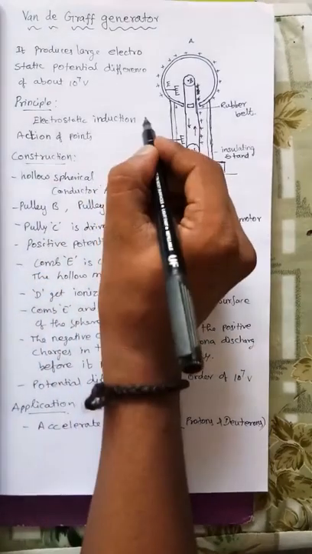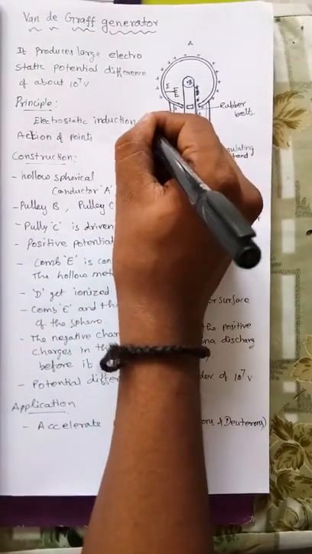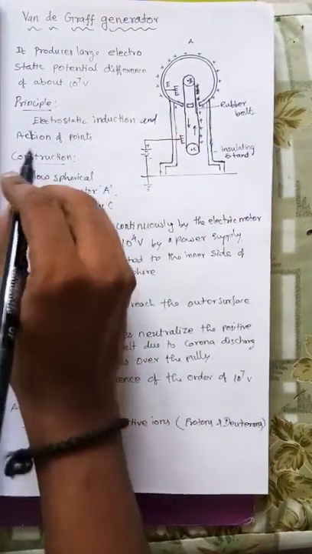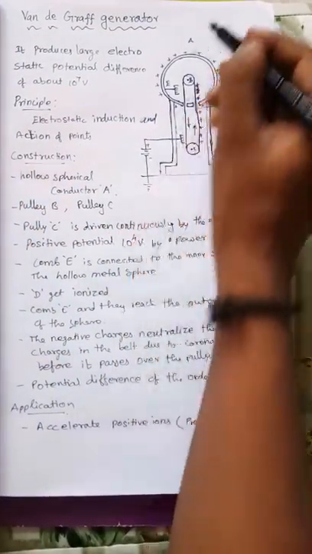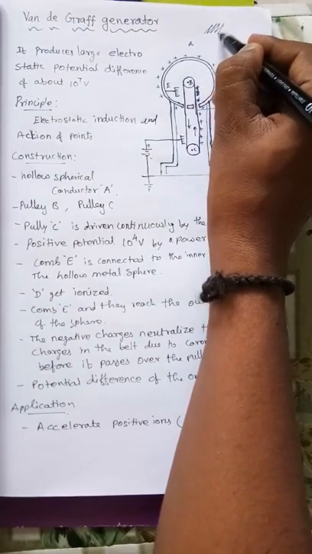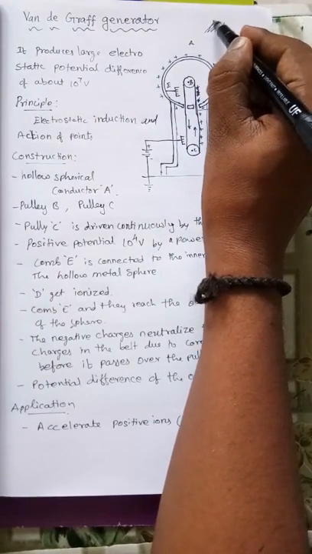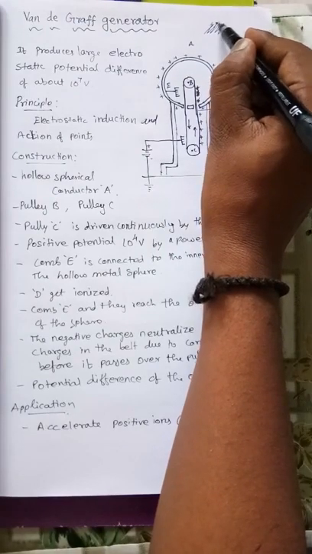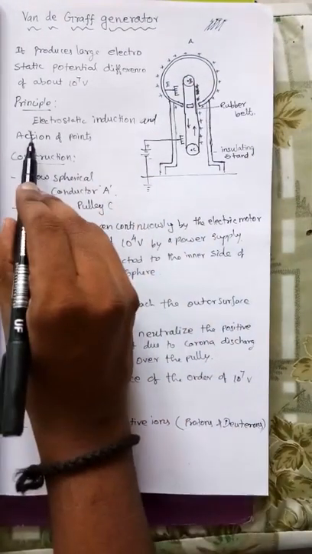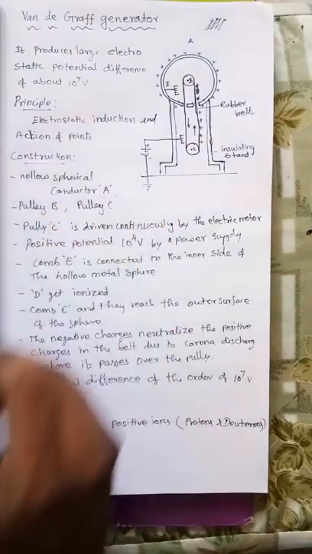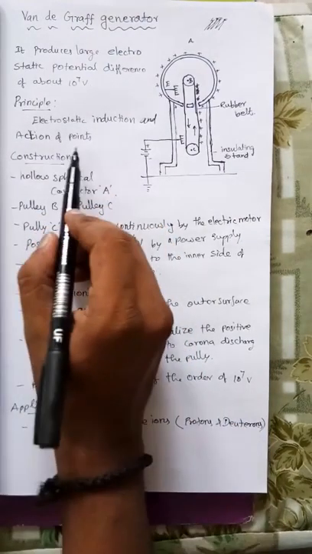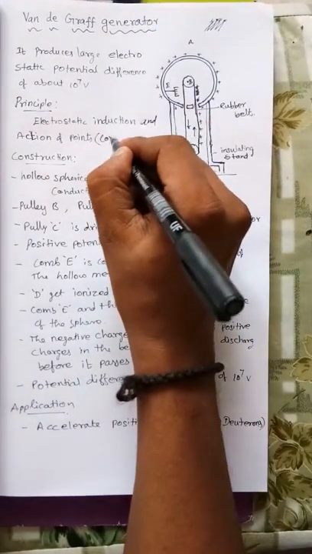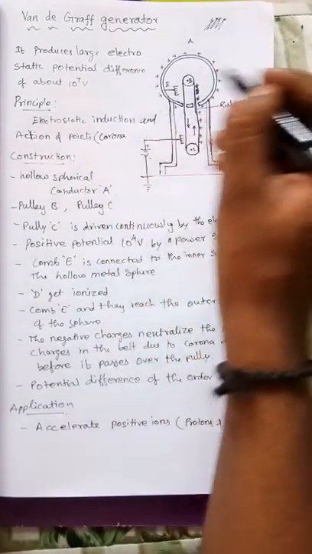And action of points. Action of points means a point like a needle shape. The charge is attracted by a small area like a needle. So that is called action of points, or another name is corona discharge.